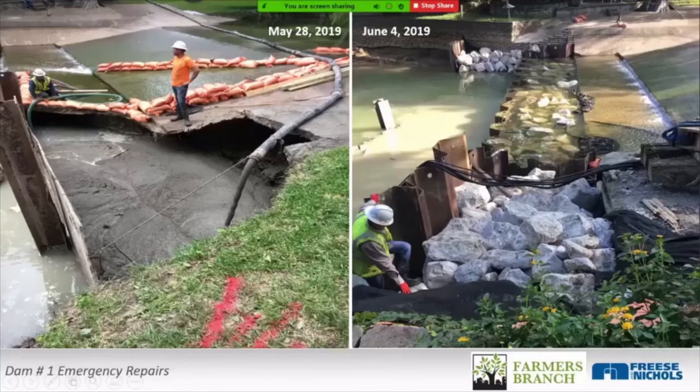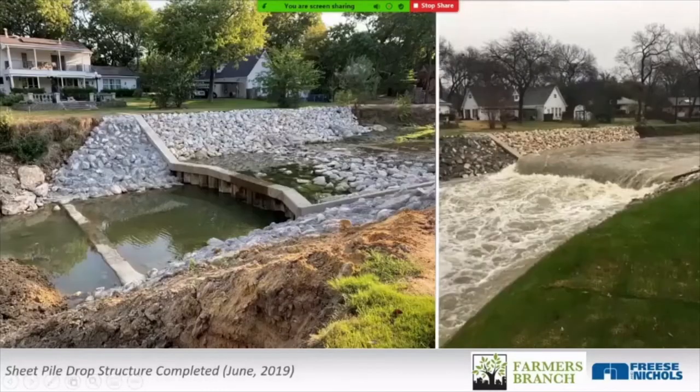So you'll notice the dam failed on May 19th, and by June 4th, they were almost done with the repairs. That included having to build the road up here, dewater so they could place some of this, get shoring in place so they could do the work. So the contractor really worked a lot of miracles to make this happen.